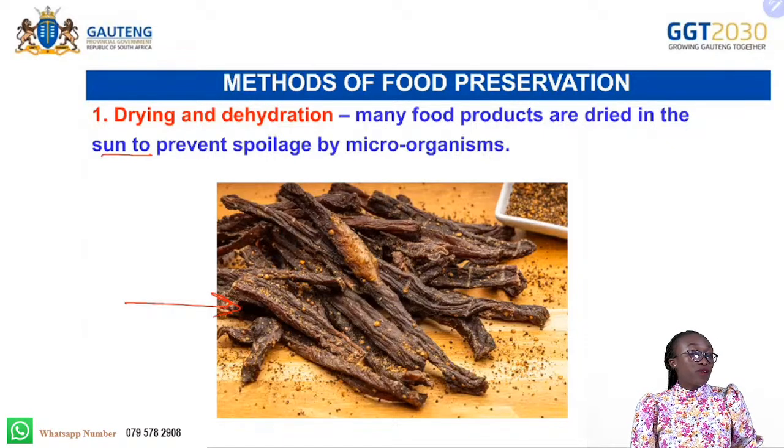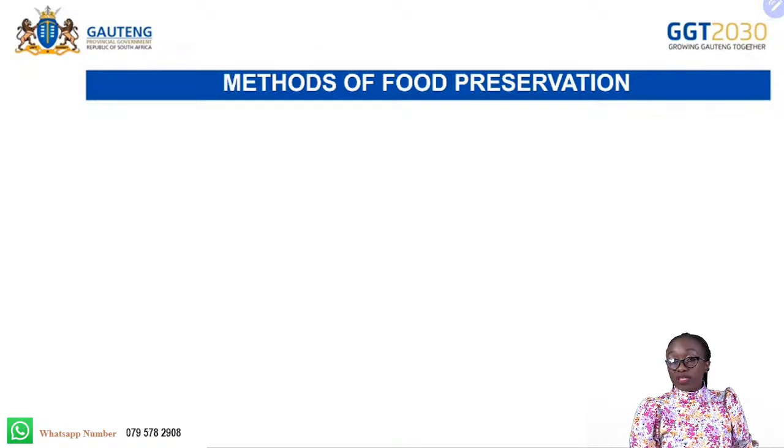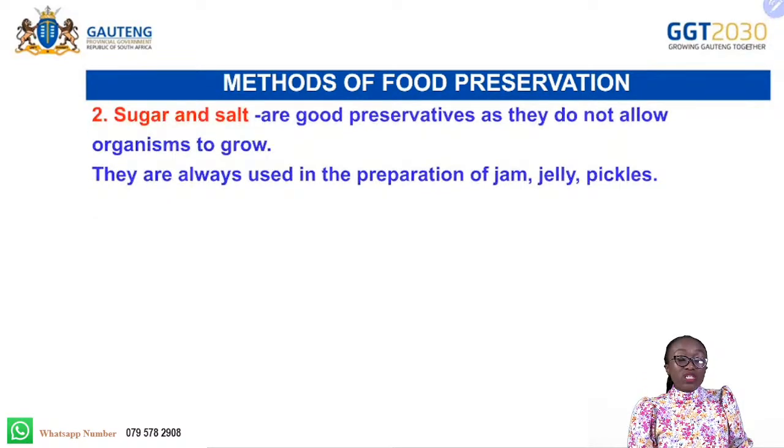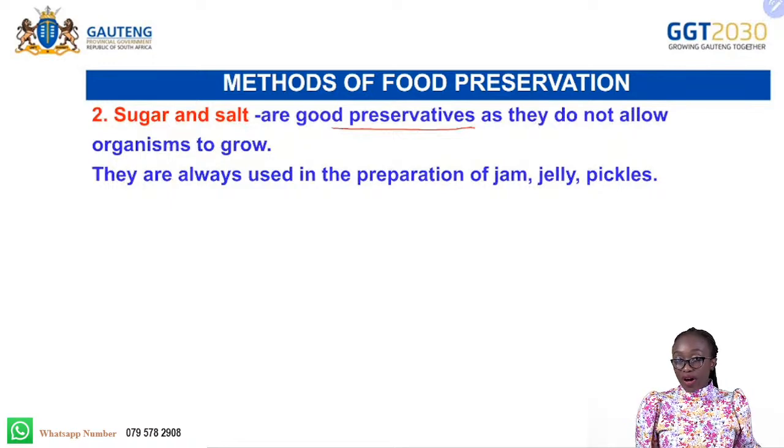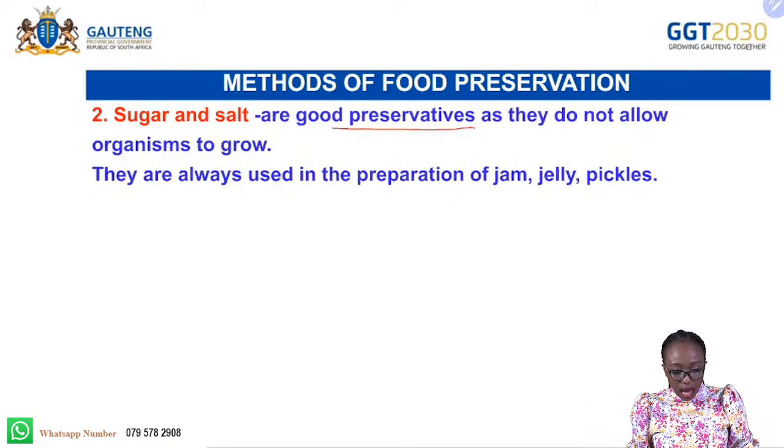Here is another method of preservation of food, which is using salt and sugar. Salt and sugar are actually very good preservatives as they do not allow organisms to grow. So they don't give organisms an environment for them to grow. So some microorganisms actually make the food to decay. So salt and sugar are always used in the preparation of jam, jelly, or pickles.